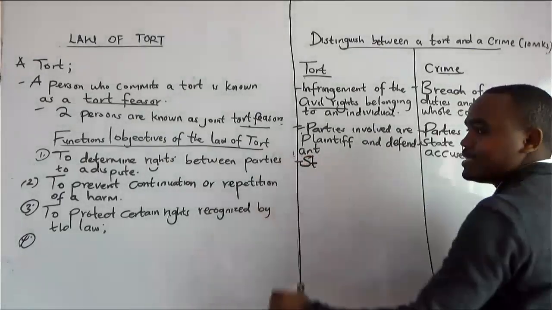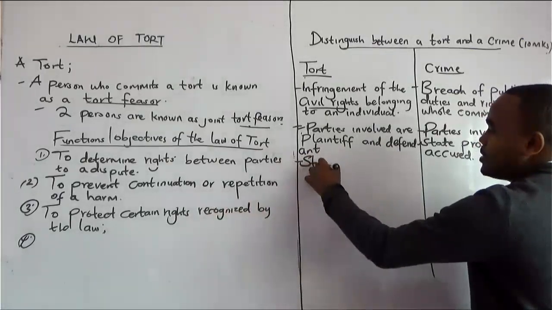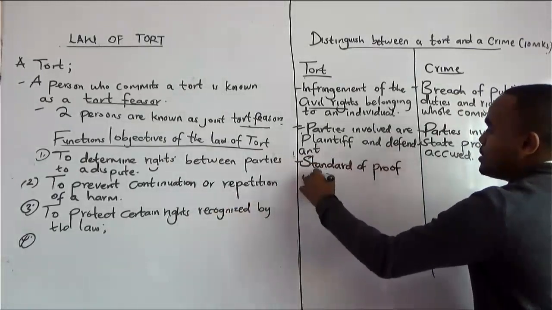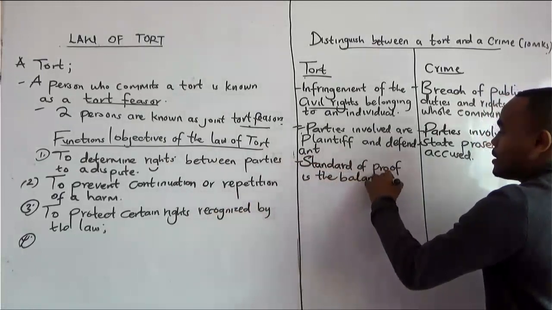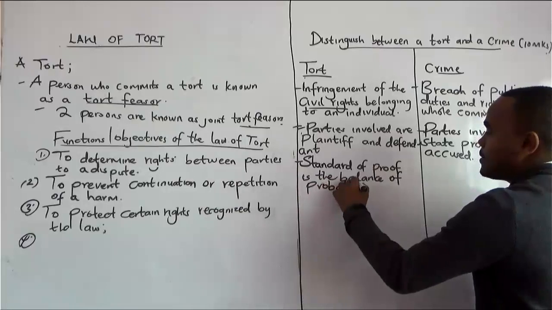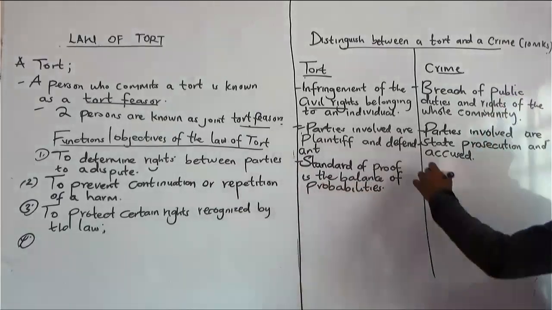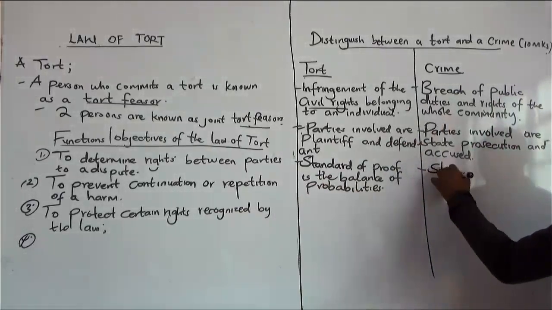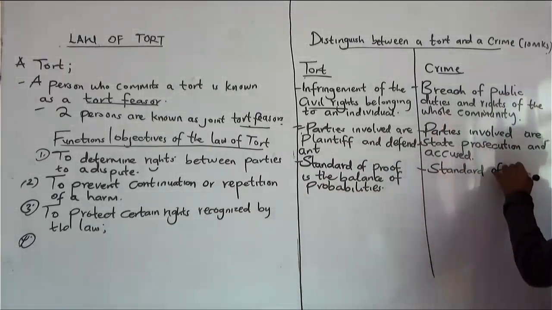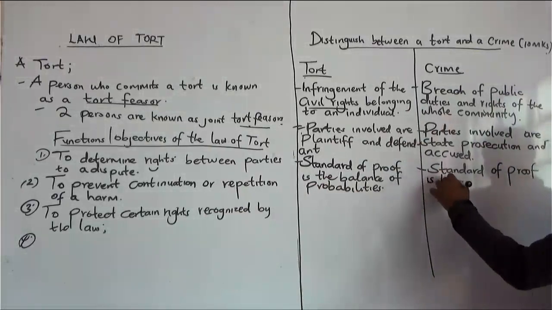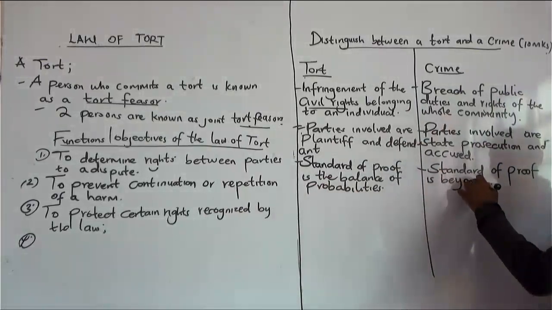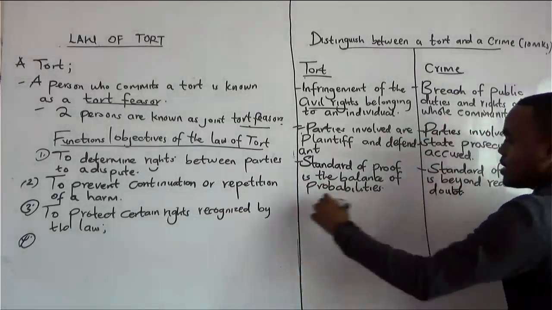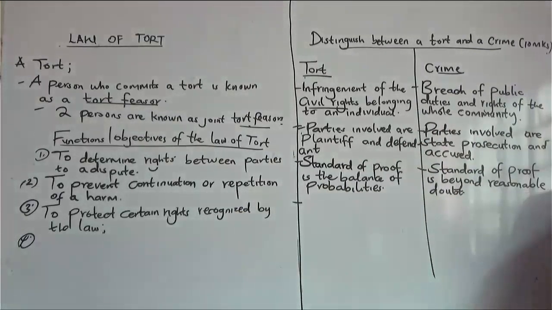Standard of proof is the balance of probabilities. The other one? Standard of proof. Beyond reasonable doubt. Standard of proof is beyond reasonable doubt.